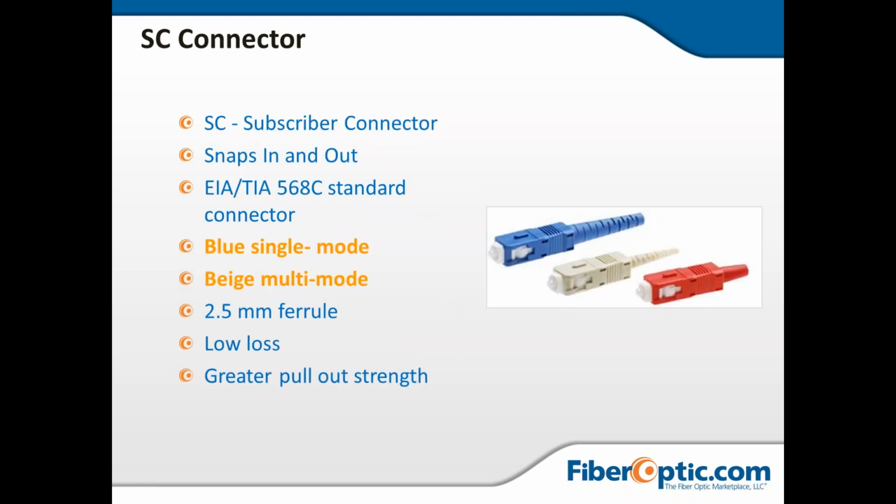The SC connector, which is really dominating and will take over for the 2.5 standard connector field, is the subscriber connector. You've got the snap in, snap out, where you see there's more protection here, better connection. You're going to see this primarily in blue, beige or red. Beige, that's more of a gray to me, but you'll see this mostly in blue. Low loss, has awesome pull-out strength.